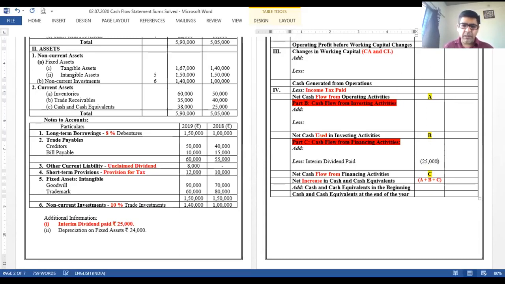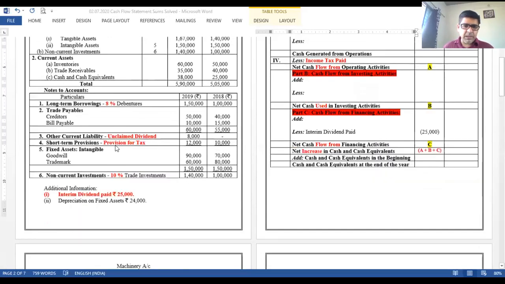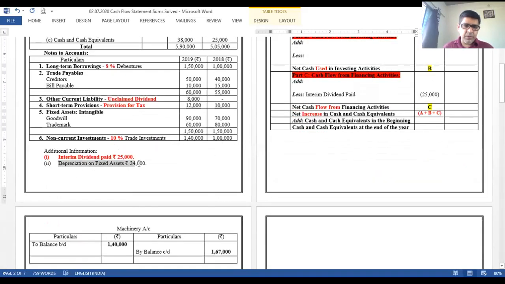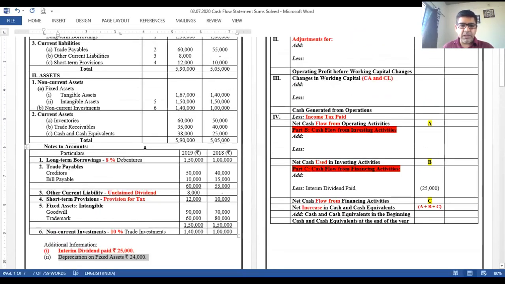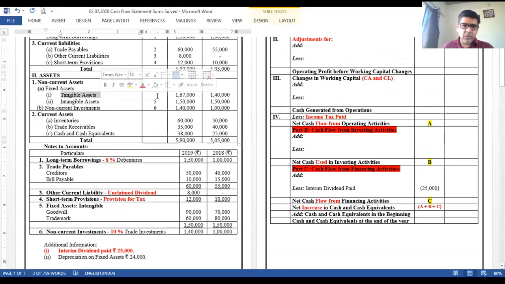After the first adjustment, now the second adjustment says depreciation on fixed assets is rupees 24,000. Again, fixed assets is there. I have already told you, when you talk about fixed assets, we have to prepare an account, and we already have the adjustment with us. 24,000 is a depreciation. So I just need to check on fixed assets whether an accumulated depreciation account is there or not. Under fixed assets, tangible assets, I can see there are no notes to accounts, and the opening and closing balance has been given. Accumulated depreciation is not there, right?